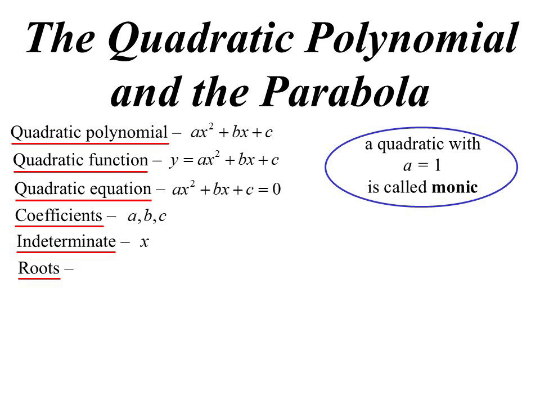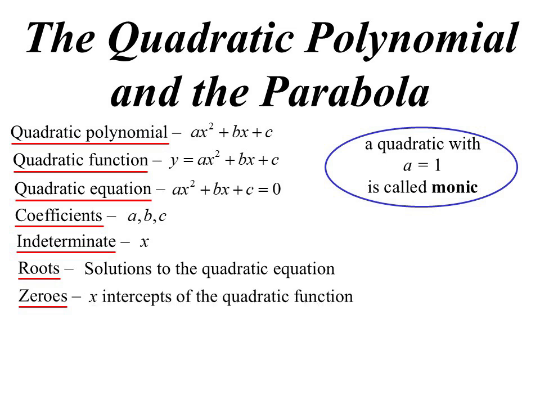Now comes a very subtle difference again. Roots. Roots are solutions to the quadratic equation, as opposed to zeros, which are the x-intercepts of the quadratic function. Yes, they have the same value, because how would you find the x-intercepts of the quadratic function? You would solve the quadratic equation, but technically we talk about roots of an equation and zeros of a function.